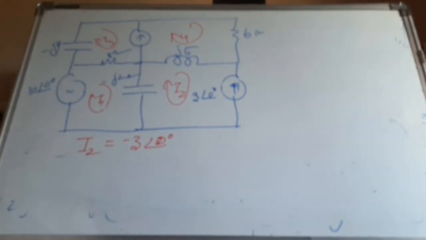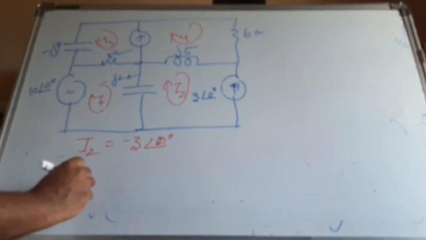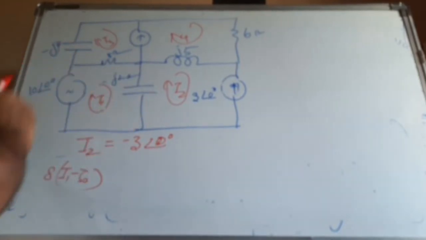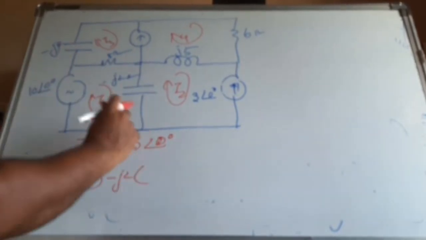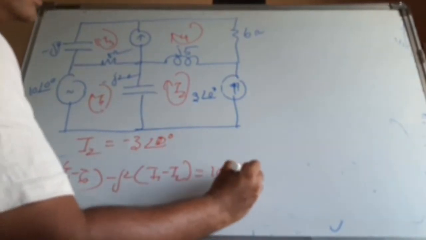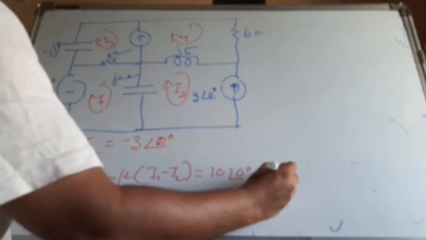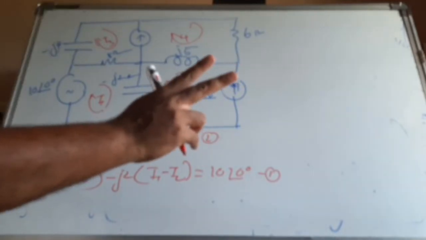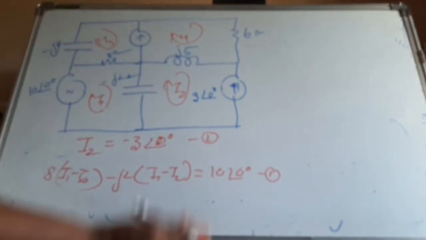How do you write this equation? This is 8 into I1 minus I3. I1 minus I3 is the current application. What about this? Minus j2 into I1 minus I2. This is equal to 10 angle 0. Take this as equation 2. Okay, equations 1 and 2 are written. I need to find two more equations.